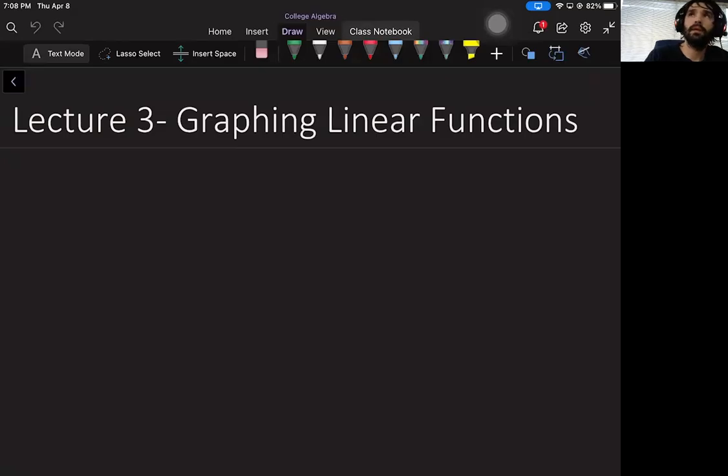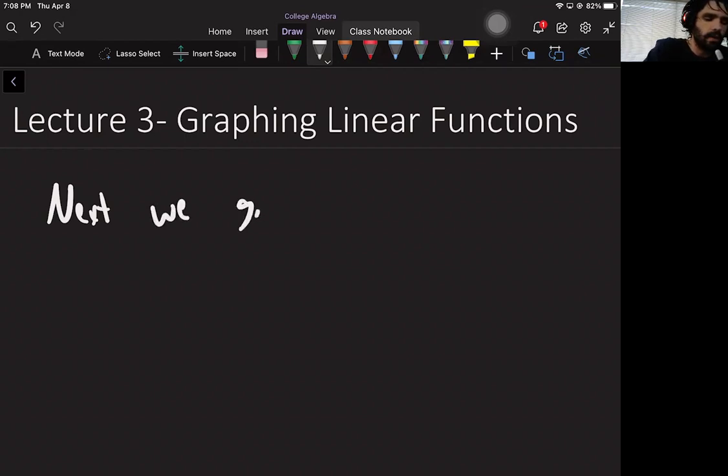Okay, class, welcome back. This is lecture 3. Today we are talking about graphing linear functions. So we learned about linear functions. Now we're going to learn how to actually graph them. This is something you may have seen before, so it might just be a review for you. That's okay too. Okay, so let's get started.